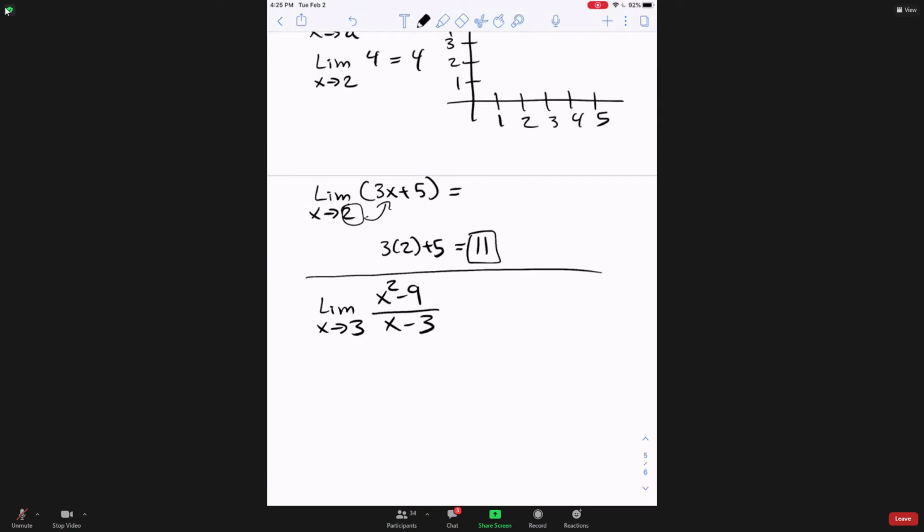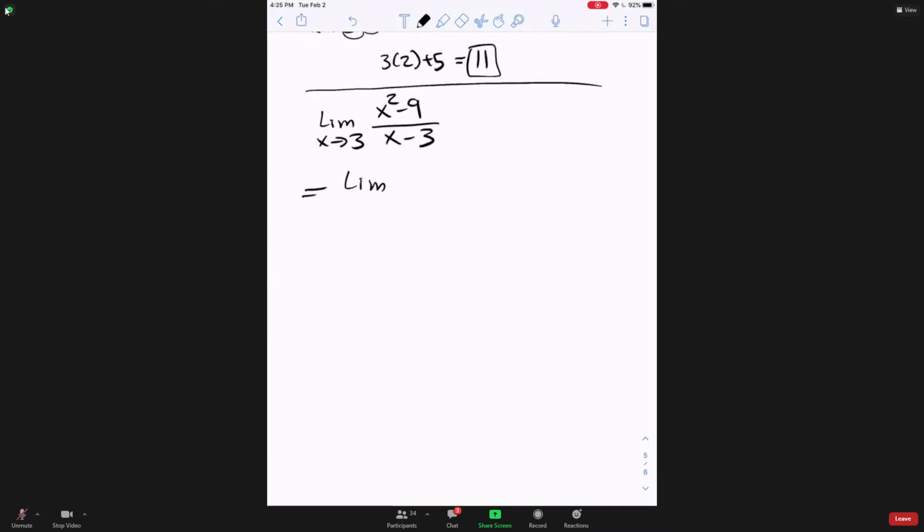If you try to plug in x equals 3, you get 0 in the denominator and 0 in the numerator. So 0 over 0 is an indeterminate form. What you want to do is some algebra, see if you can simplify it, and then after you simplify it, try again. In this case, it's a pretty easy one. Limit as x approaches 3. Hopefully you all know how to factor x squared minus 9. So you get x minus 3 times x plus 3, over x minus 3.